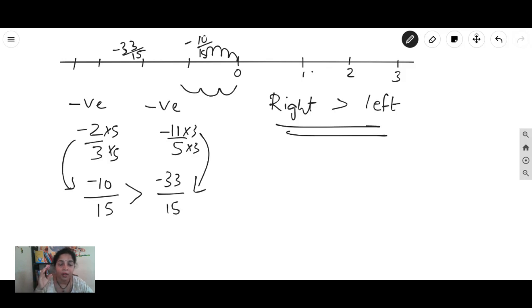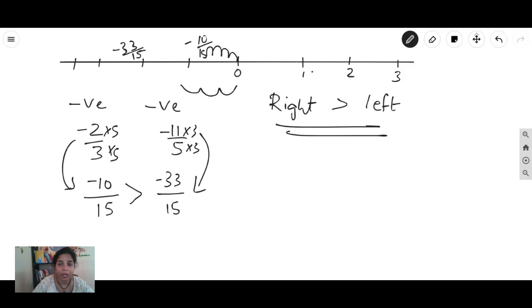And if we can visually think and see where negative 10 over 15 will come, compared to where negative 33 over 15 will come, you will know that negative 10 over 15 will be a little nearer to the 0, thereby it is on the right side. Negative 33 over 15 will be a little farther from 0, and that's why it will be on the left side.